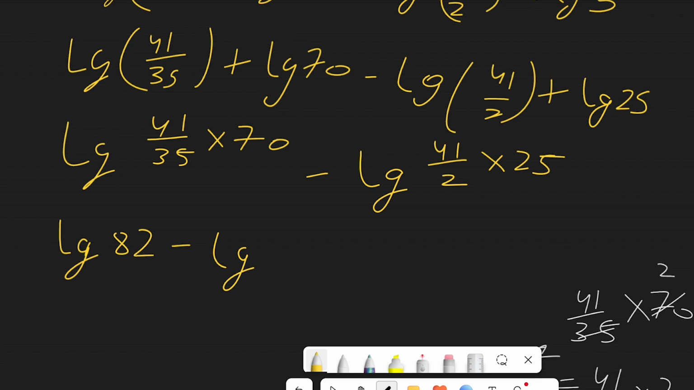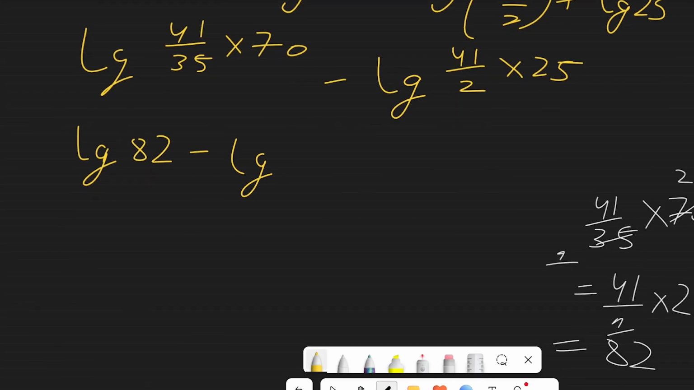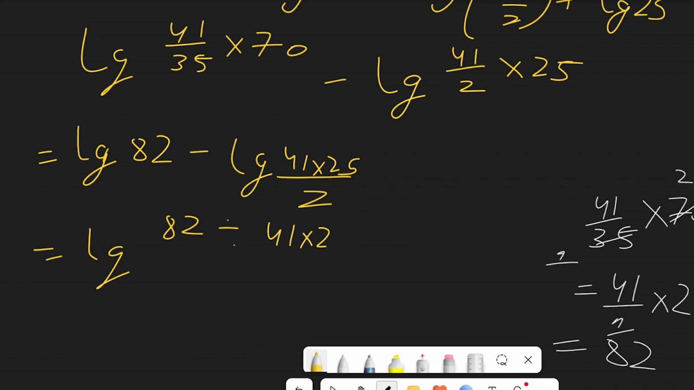minus lg, and now we have 41 over 2 times 25. So what do we do over here? What about we keep it as it is? Yeah, that could be done. Let's just keep it as it is, like 41 times 25 over 2, because it is a very lengthy working. I'll see when we take this as one log, we can write it. So 82 divided by 41 times 25 over 2.